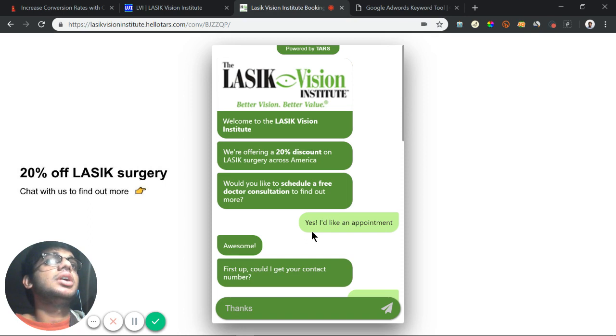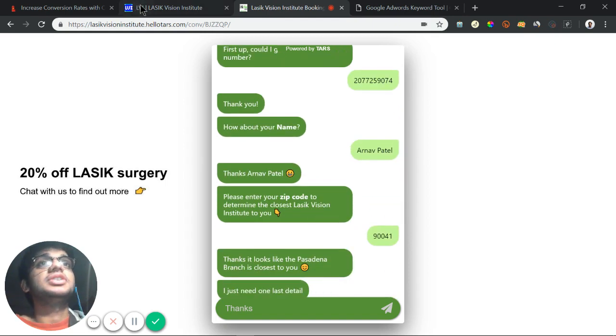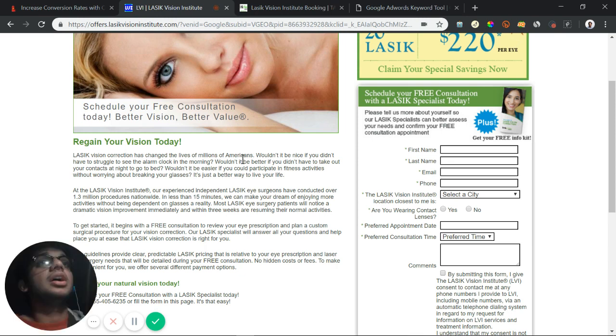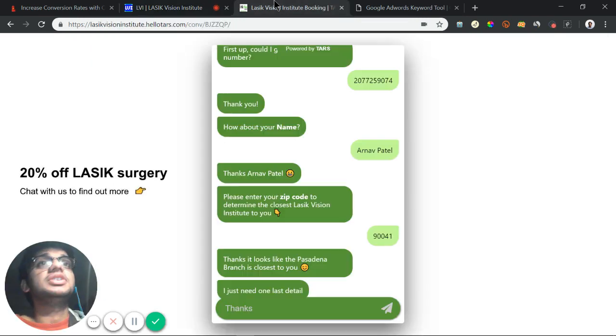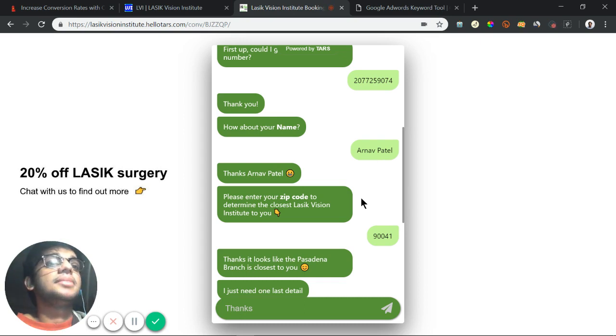In the case of our customer in the LASIK space, actually they saw a marginal increase in their conversion rate, but they saw a drastic drop in their cost per click. But yeah, that's essentially how we'd go about the process of critiquing our clients' landing pages and converting them into a conversational landing page, which converts at a higher rate.